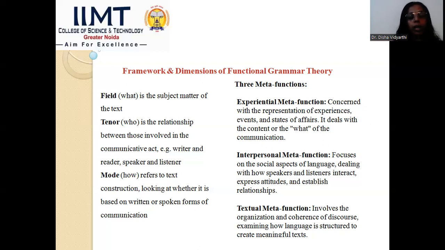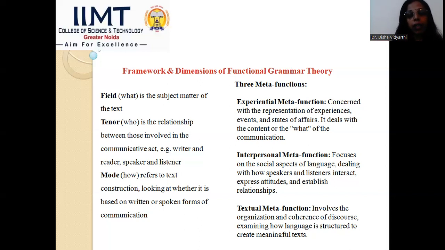Now is mode. The third element associated with functional grammar theory is mode, which refers to the text construction, looking at whether it is based on written or spoken forms of communication. The mode creates a lot of difference in functional grammar. How? For example, if you are asked to frame one interrogative question, you will write: are you going? You have put the helping verb at the start of the sentence, you have put a question mark at the end, and grammatically you have formed one question, are you going?